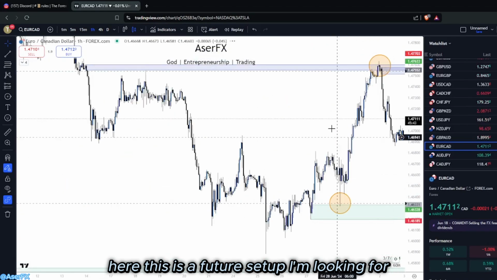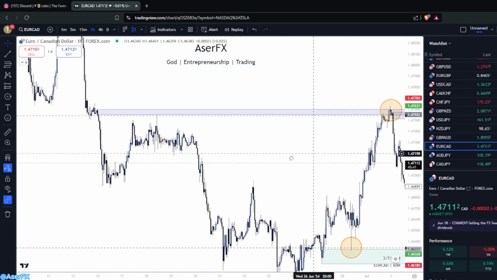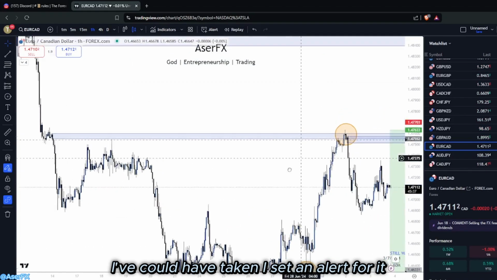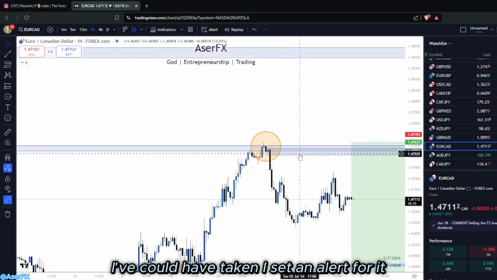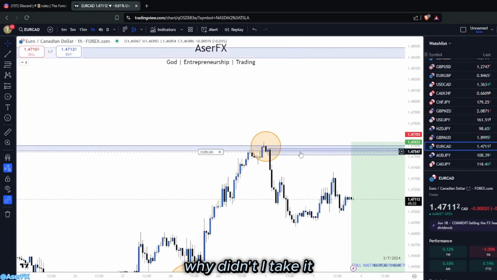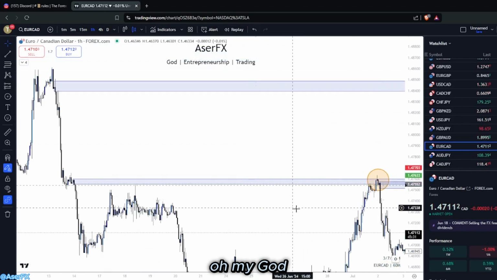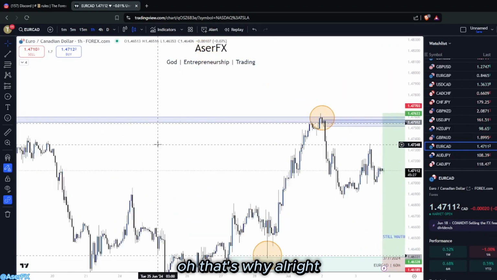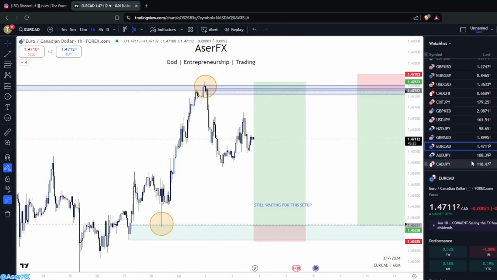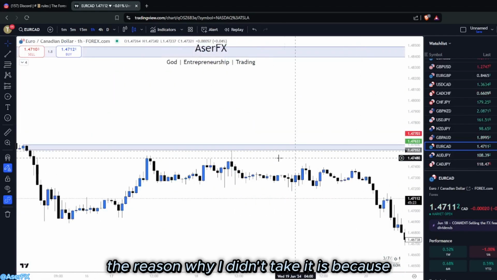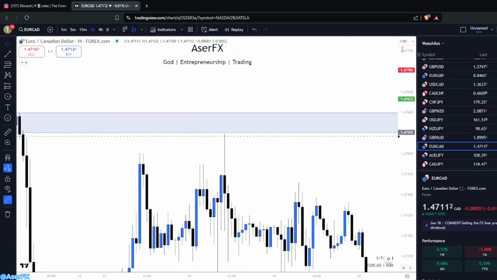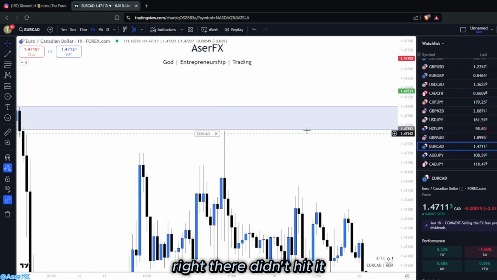Okay, here. This is a future setup I'm looking for. And this is actually a setup I could have taken. I set an alert for it. Why didn't I take it? Oh my God. Okay. Oh, that's why. All right. The reason why I didn't take it is because it didn't hit the order block. See? Right there. Didn't hit it.